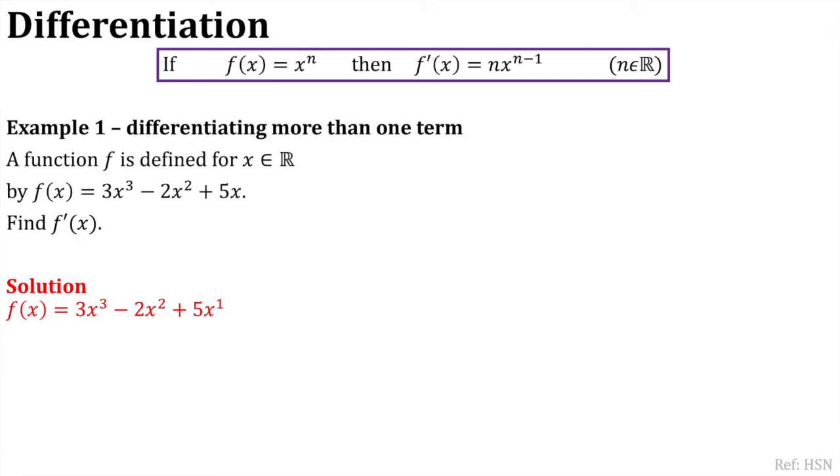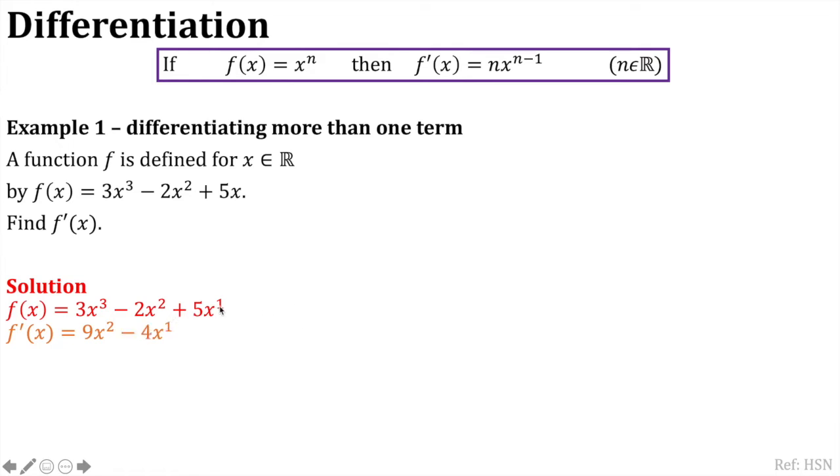So if we start by differentiating the first term, 3x cubed, remember 3 multiplied by 3 gives me 9, and taking 1 from my power, I'll get x squared. So f dashed of x is 9x squared. The second term here, I've got negative 2x squared, so multiplying my 2 by my negative 2 gives me negative 4x to the power 1. Need to take 1 off my power.